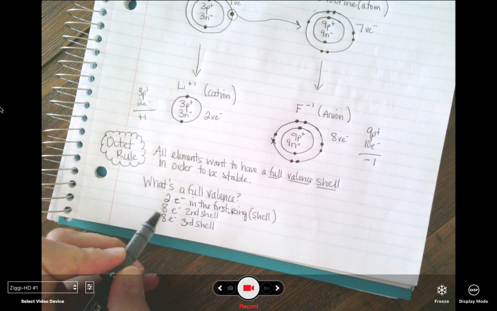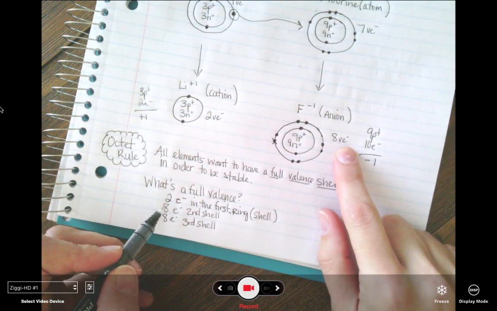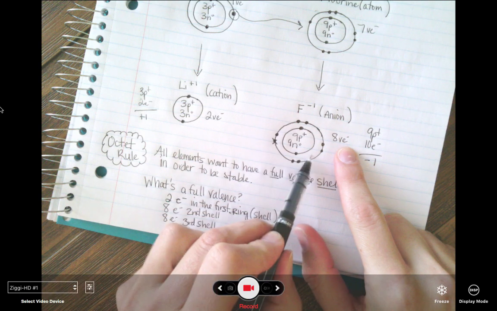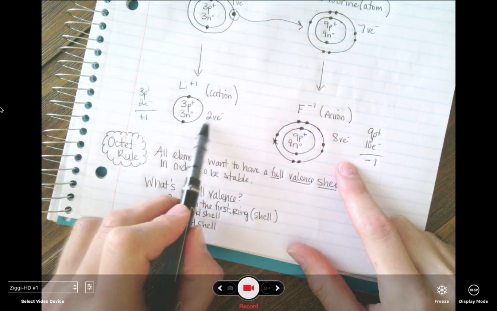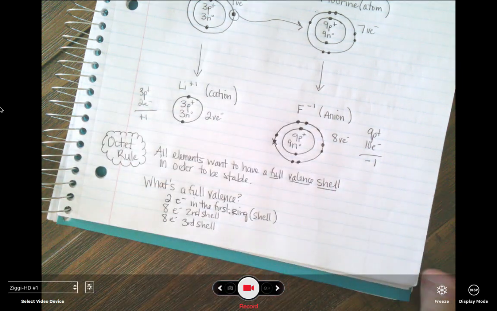Same with fluorine. By accepting that 1 electron, it now has 8 valence electrons, which in the second shell, you need 8 valence electrons. So that has also completed the octet rule. So again, just by transferring that 1 electron, both lithium and fluorine have completed the octet rule.